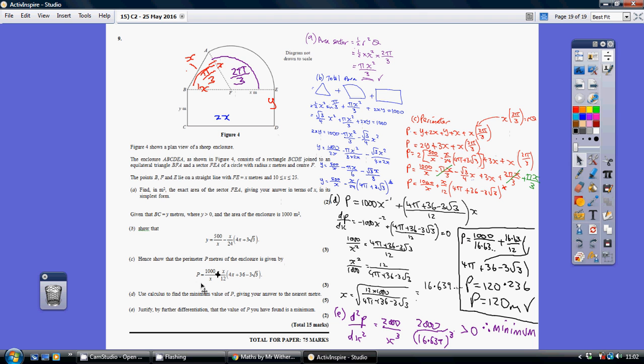Now you see that what we're aiming for only includes x's, it doesn't include y. So at this point we've got to substitute into the perimeter what y is. We know that from part B. So we're substituting into here, replacing that y with what we were given in part B. Then multiplying out and factorising a bit, again we end up with what we had to show.